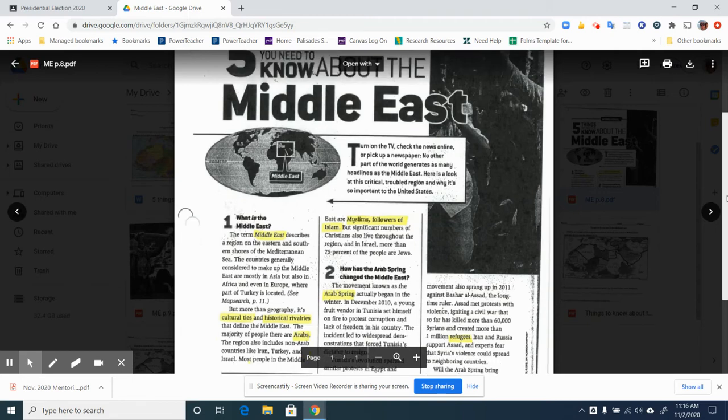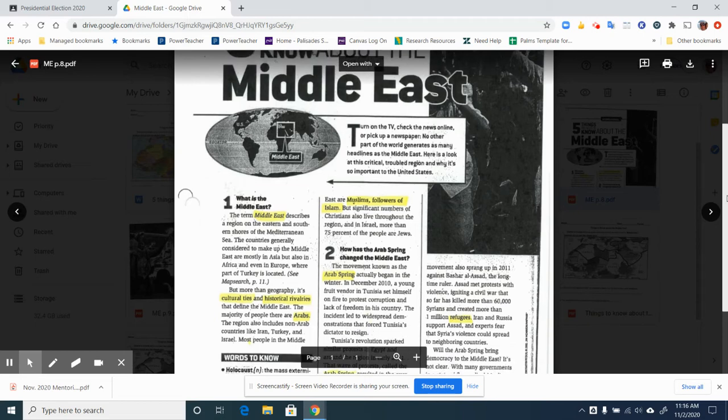More than geography, it's cultural ties and historical rivalries that define the Middle East. The majority of the people there are Arabs. The region also includes non-Arab countries like Iran, Turkey, and Israel. Most people in the Middle East are Muslims, followers of Islam. But significant numbers of Christians also live throughout the region. And in Israel, more than 75% of the people are Jewish.